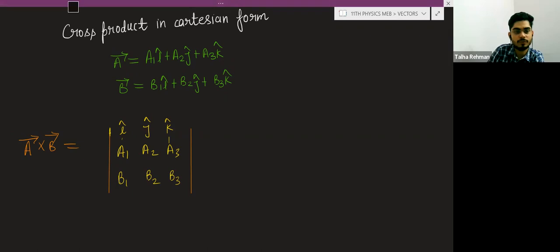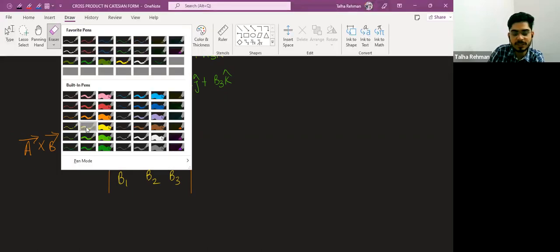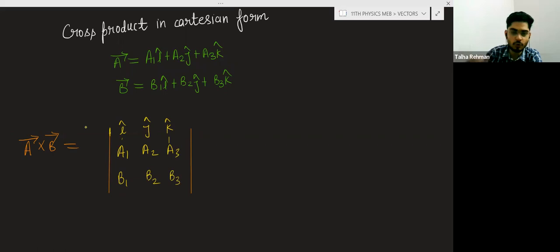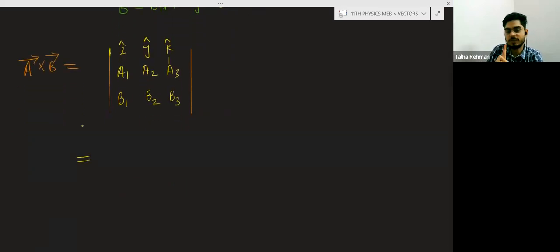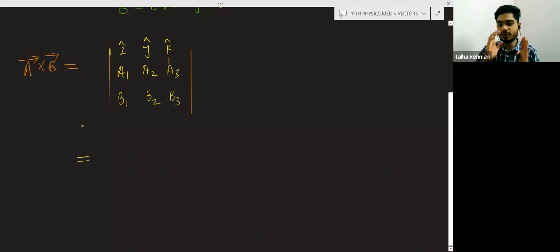Now what will we do? We will open this determinant. How will we open it? First, we will calculate the coefficient of I cap, then J cap, then K cap.